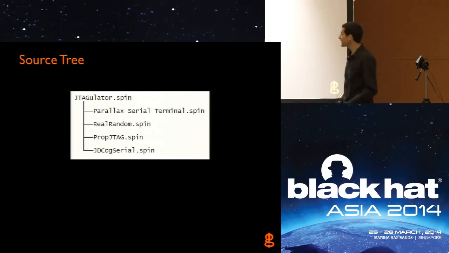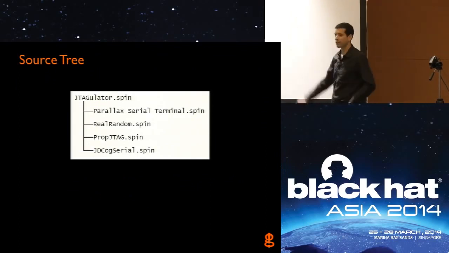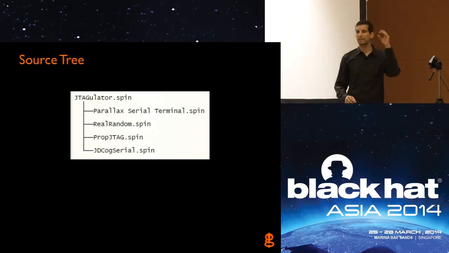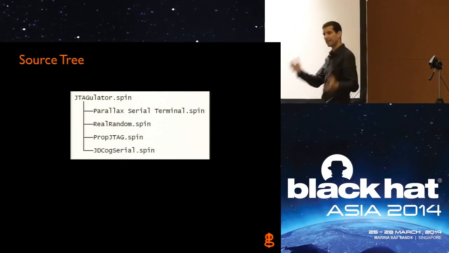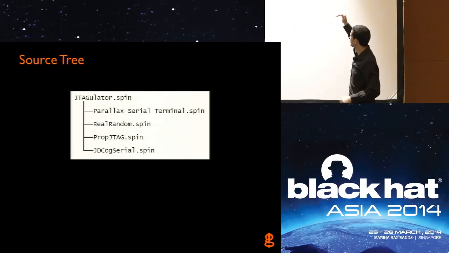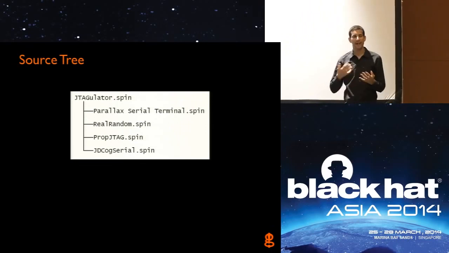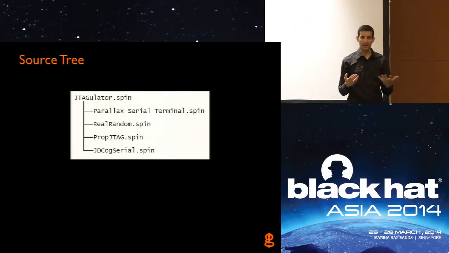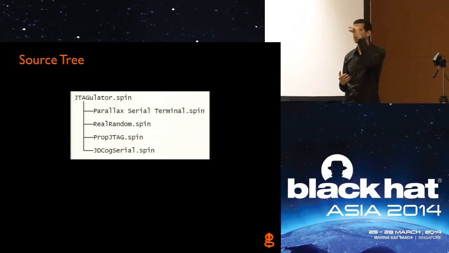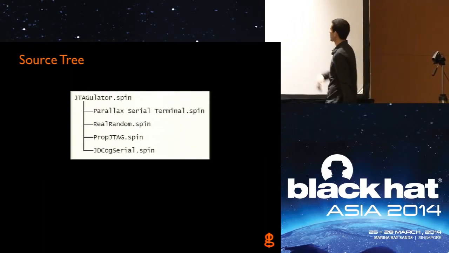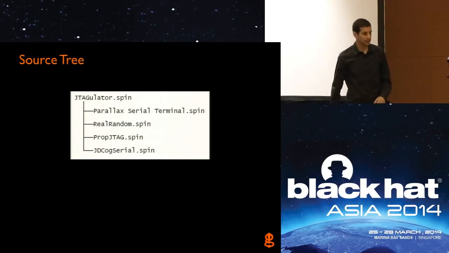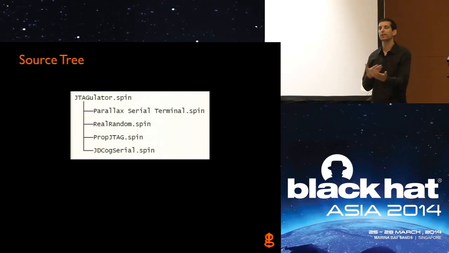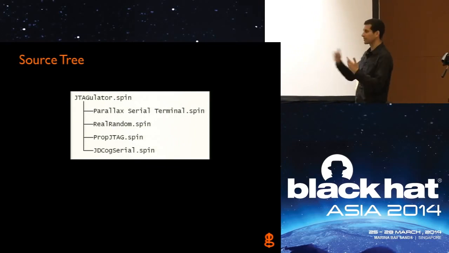From the firmware side, this is the source tree that we currently have. JTAGulator.spin is the main Spin file that handles all of the initial state machine and the setup and everything. I wanted to keep things modular, so as I add new functionality or new protocols, I have that as a separate Spin file. You have the Parallax Serial Terminal, which is one of the default Spin files to enable a serial interface for a user, so I'm using that for the user interface.